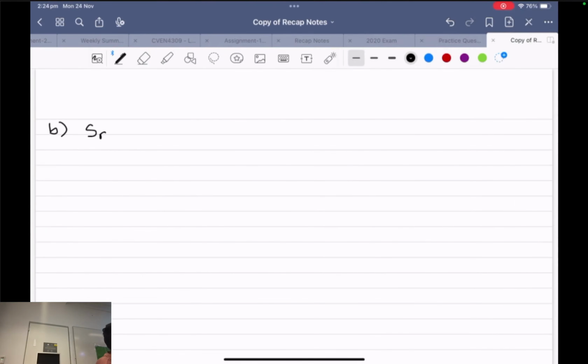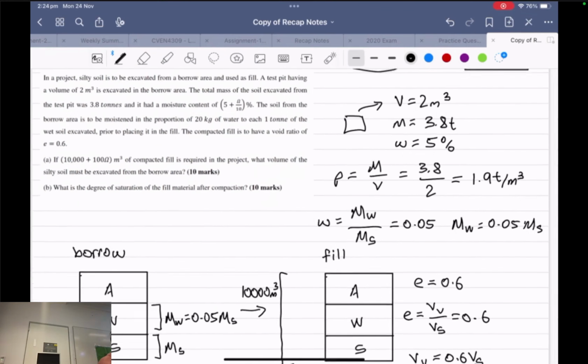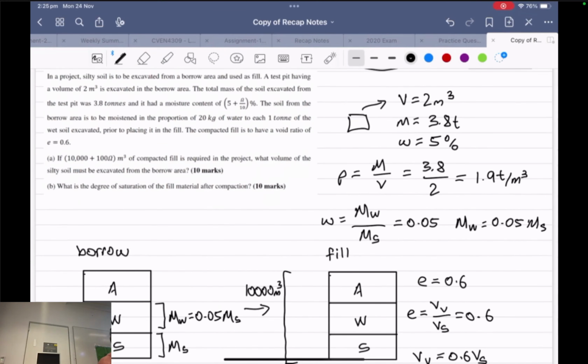Degree of saturation, which is SR, right? And SR is equal to volume of water divided by volume of void. So they're asking you for the degree of saturation of the fill material after compaction. So you've taken the material from the borrow, you've added the water to it, and then you've compacted it in the fill area. And they're asking what's the degree of saturation now.